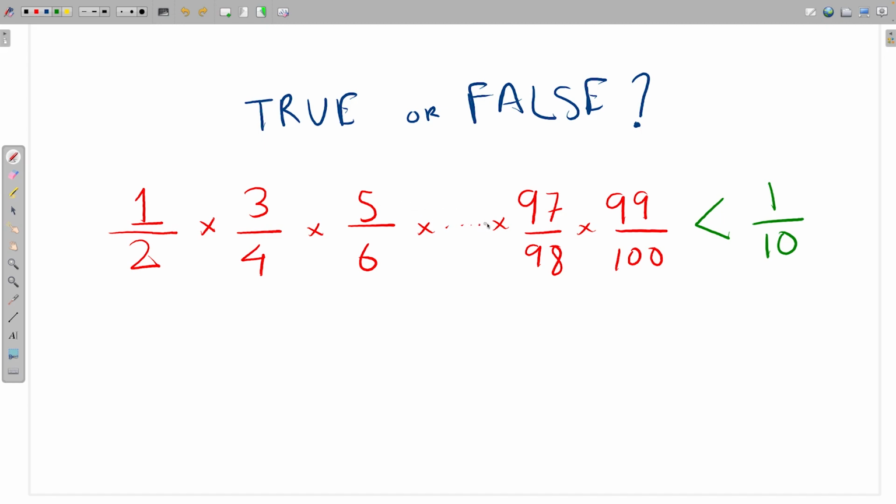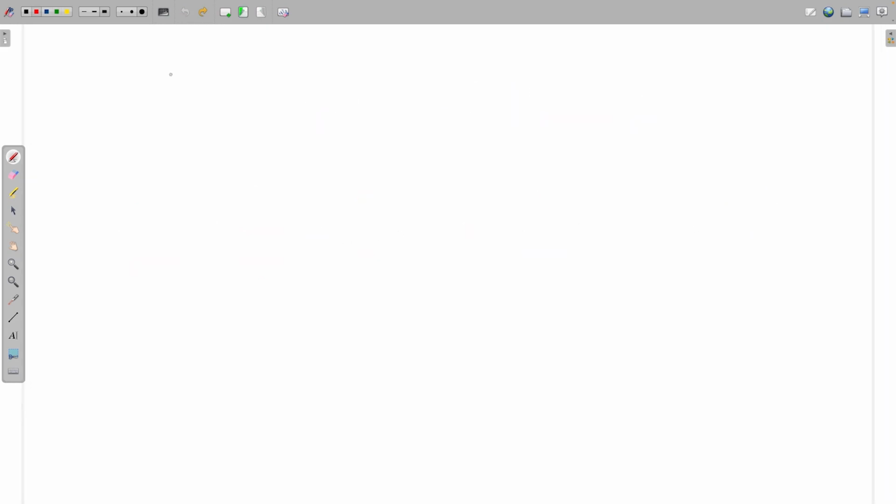and up until 99/100. If you notice one thing, the numerator is made up of odd numbers and the denominator is made up of even numbers. The true or false statement which we need to find out is: the product of all these fractions, is it less than 1/10 or not? Let's start solving the problem.